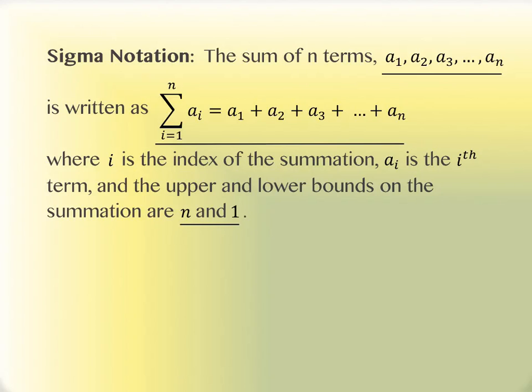a sub i is the ith term. It sounds kind of funny to say it that way, but it's the ith term. And then, like I was mentioning before, the upper and lower bounds are n and 1. So it's just a notation that's convenient because it writes it in a condensed form.